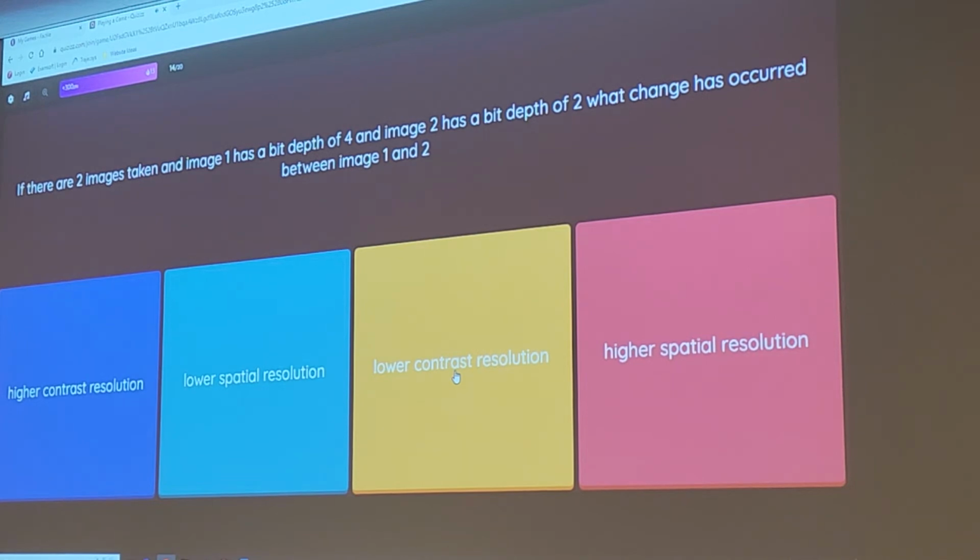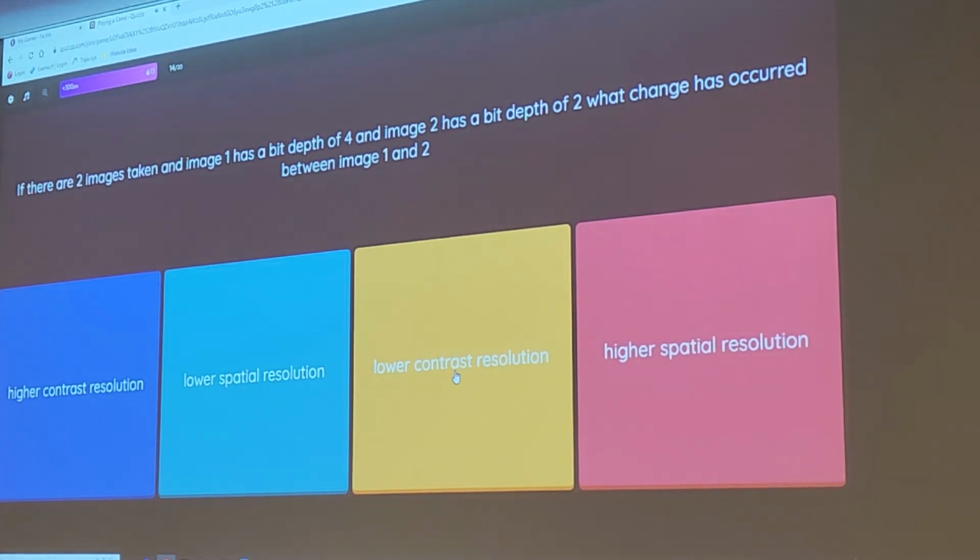So 16 would have 4 shades of gray, so you have lower contrast resolution because you only have 4 colors compared to 16 colors. Exactly. So contrast resolution is low, and because of that the picture's not as visible. So you have a low contrast? No, you have high contrast, because you only have 4 colors now.